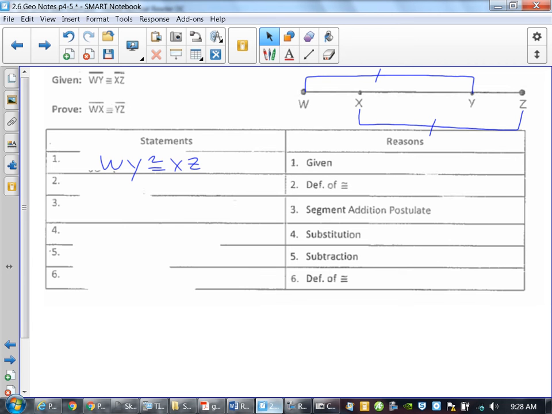Looking at just the diagram, just thinking before we get into this proof, does WY and XZ have something in common? What do they have in common? Length. Right, but what chunk do they have in common? They have XY, very good. Notice in the middle here, they have the same chunk together.